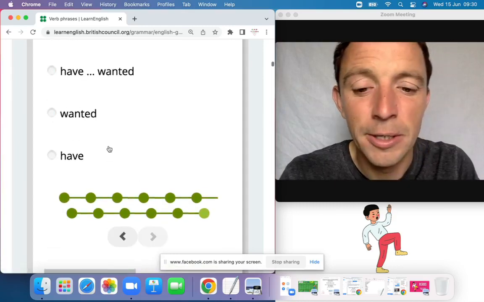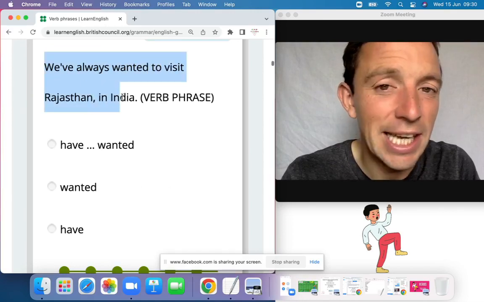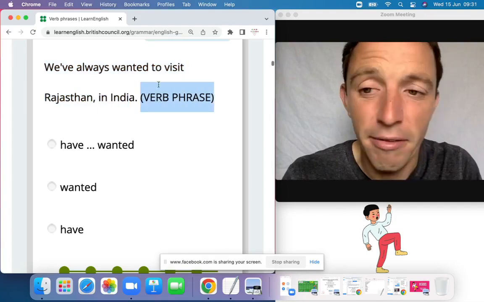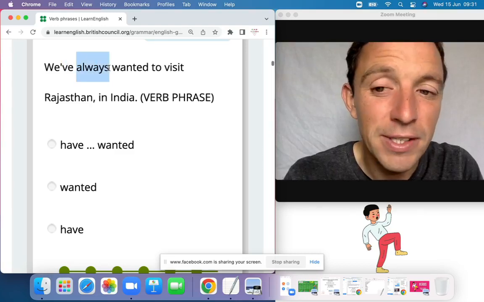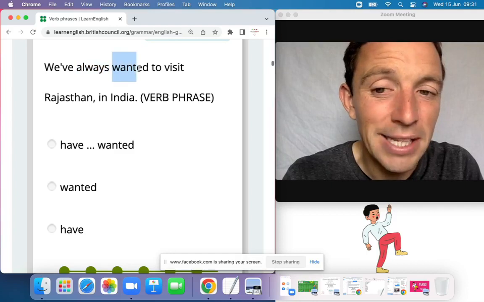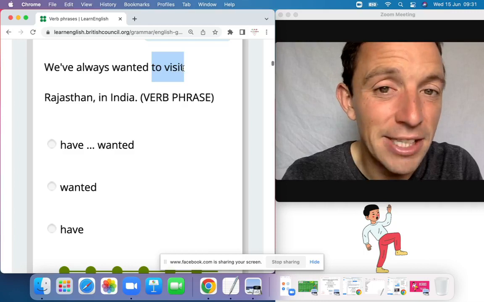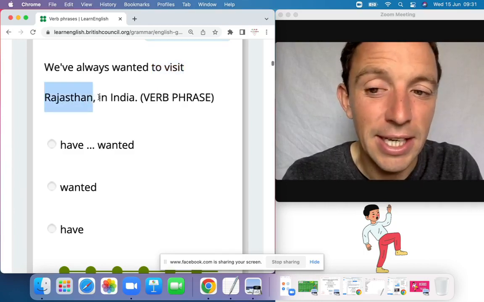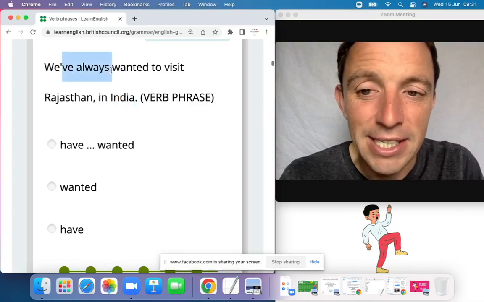Last question. We've always wanted to visit Rajasthan in India, and we're looking for the verb phrase. We is the subject, have is the verb, always is the adverb of frequency, wanted is the verb in the past participle form, to visit is the infinitive form, and Rajasthan is the object. In India is also an object. So we're looking for the verb phrase, and the verb phrase is have wanted.